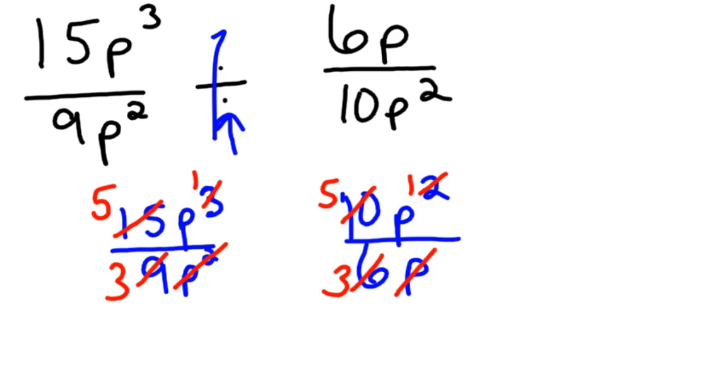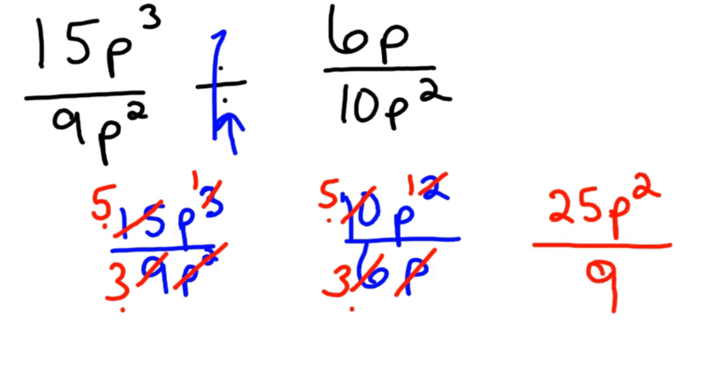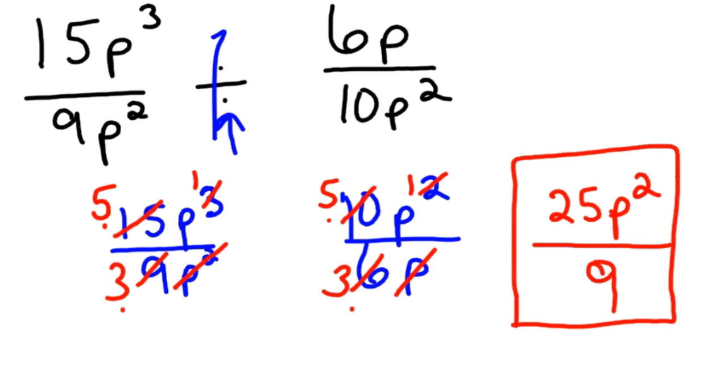So now you can just multiply straight across. Well, 5 times 5 is 25. P squared, there's 2 of them left, over 3 times 3 is 9. And voila, it's done. So there's your simplified expression for that particular problem, 25p squared over 9.